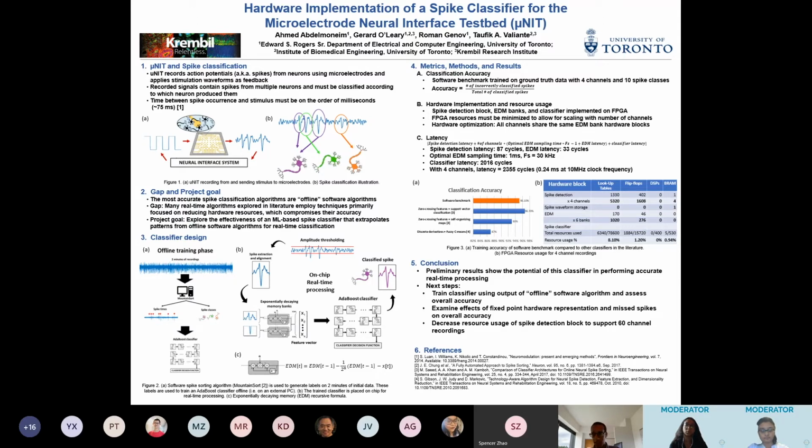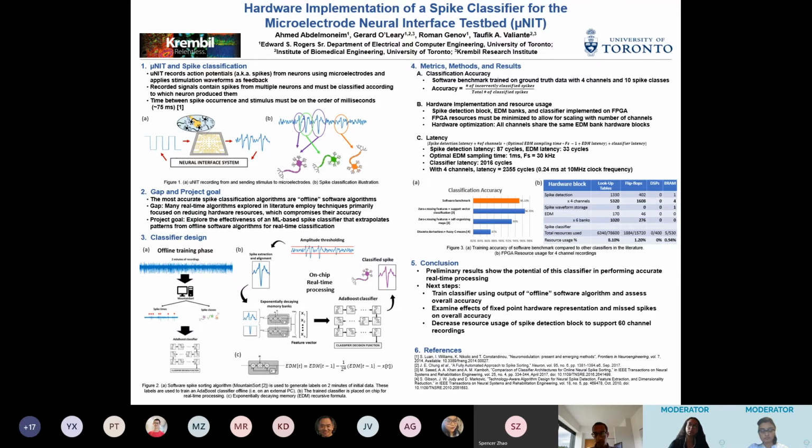So in conclusion, after all of this discussion, the gist that I'm trying to deliver is that this new classifier has some promising potential in performing both accurate and real-time processing. Through this AdaBoost classifier, we can extend patterns from good accurate offline algorithms and apply them in real time with low latency. The next step would be to train this classifier using the output of an offline algorithm to see how the inaccuracies would carry over, which is something that we're expecting.